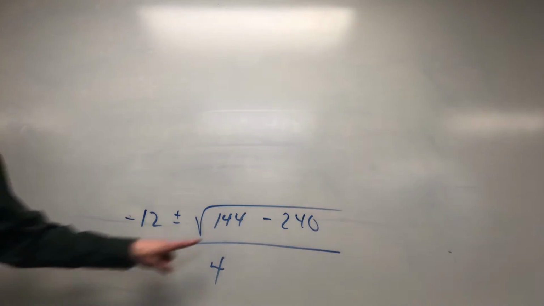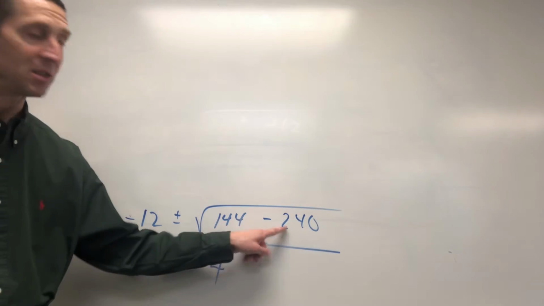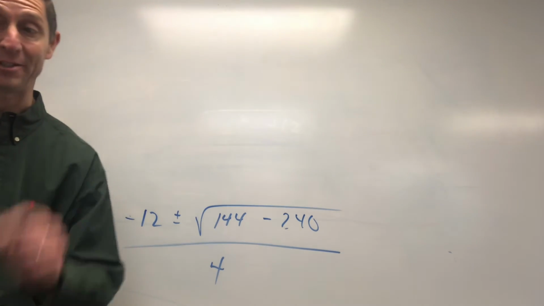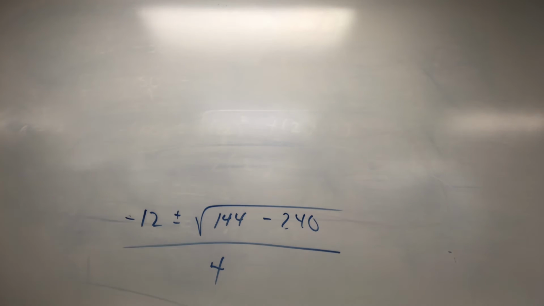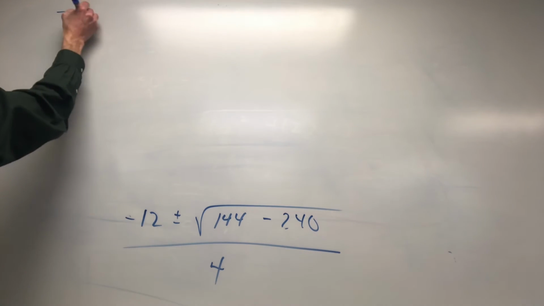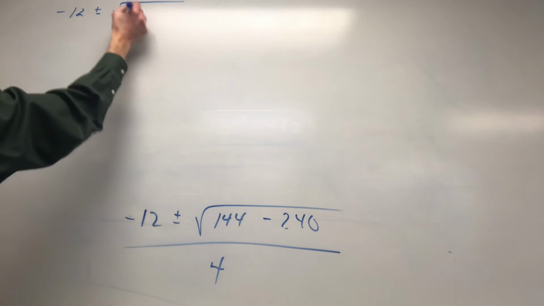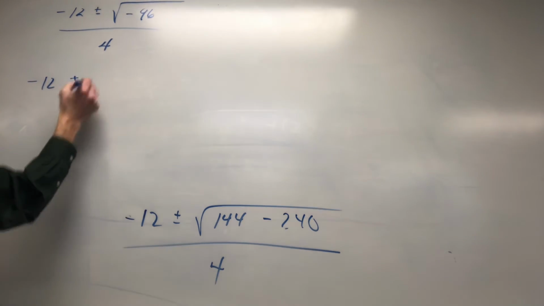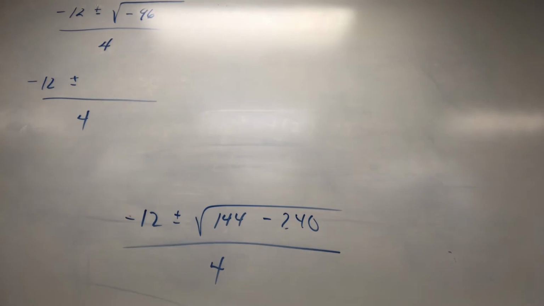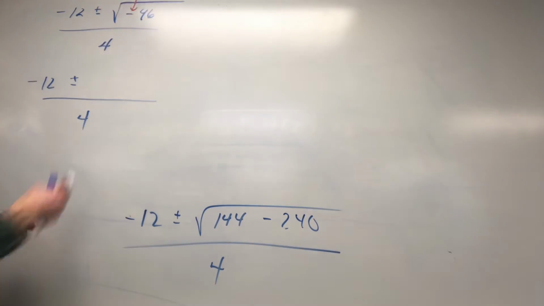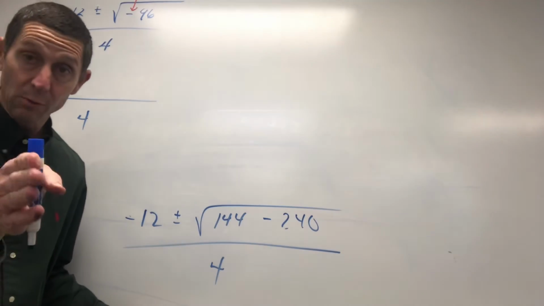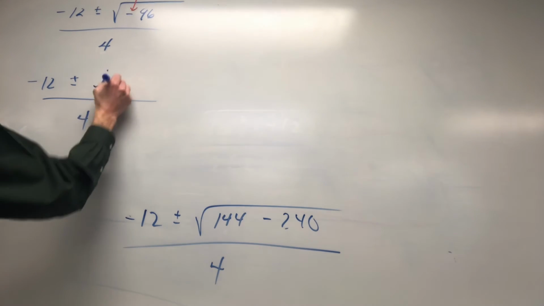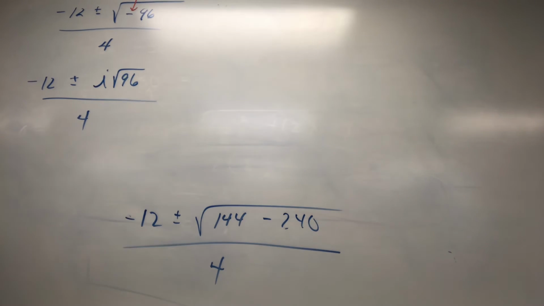So for the first time, this 144 minus 240 is going to give me a negative number. A negative underneath the square root. I think it's 96. It is. So you got negative 12 plus or minus the square root of negative 96 over 4. As soon as we see a negative sign underneath the square root, we know that's an i. So we can rewrite this as i square root of 96.